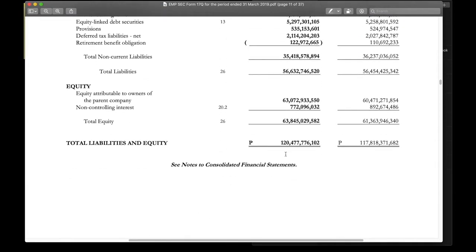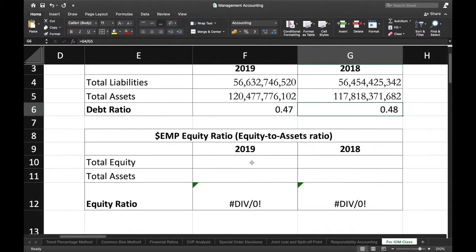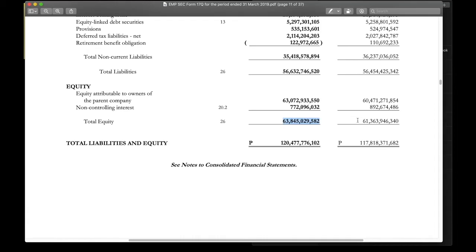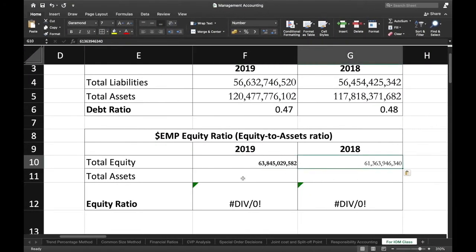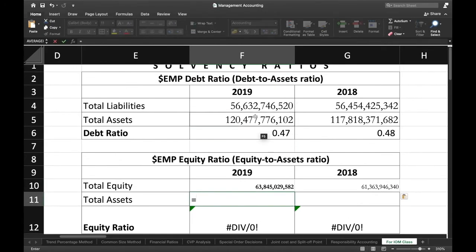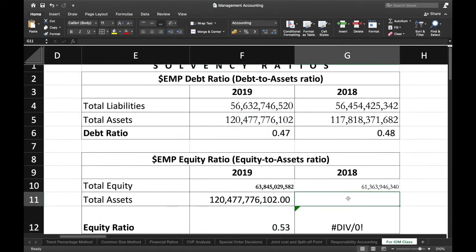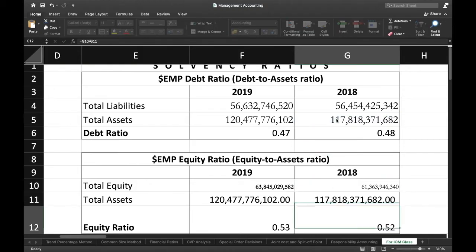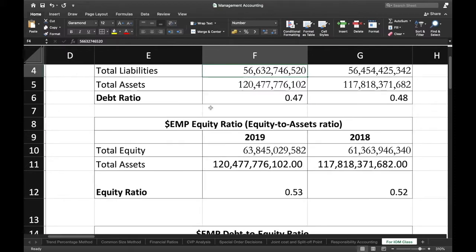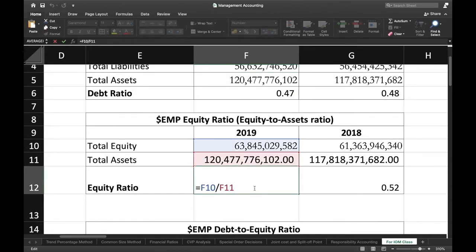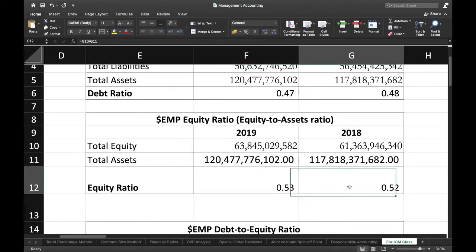Total equity is, we have here, for 2019, copy-paste, ito. And for 2018, total equity. Okay. Total assets equals natin dito. Ayan. And of course, pwedeng siyang 12 font size. Okay. So, tingnan natin, no? Equity, divide lang po sila. Equity over assets, same with 2018.